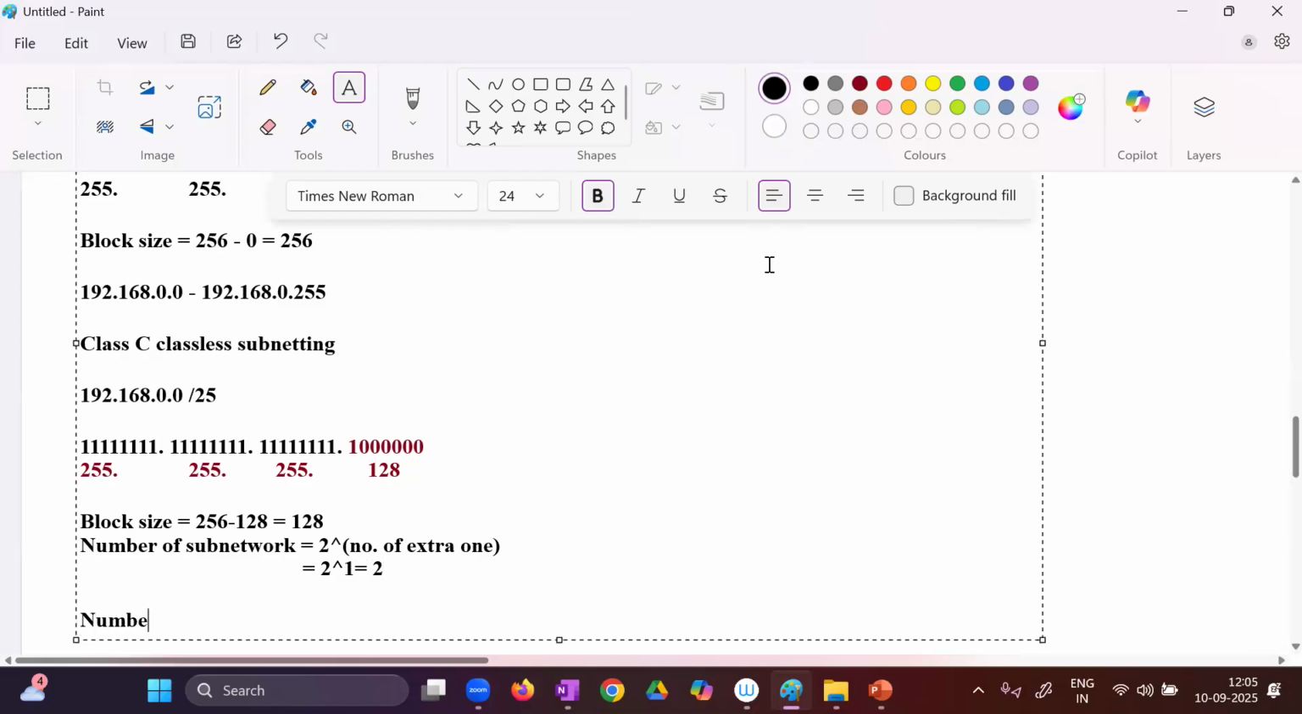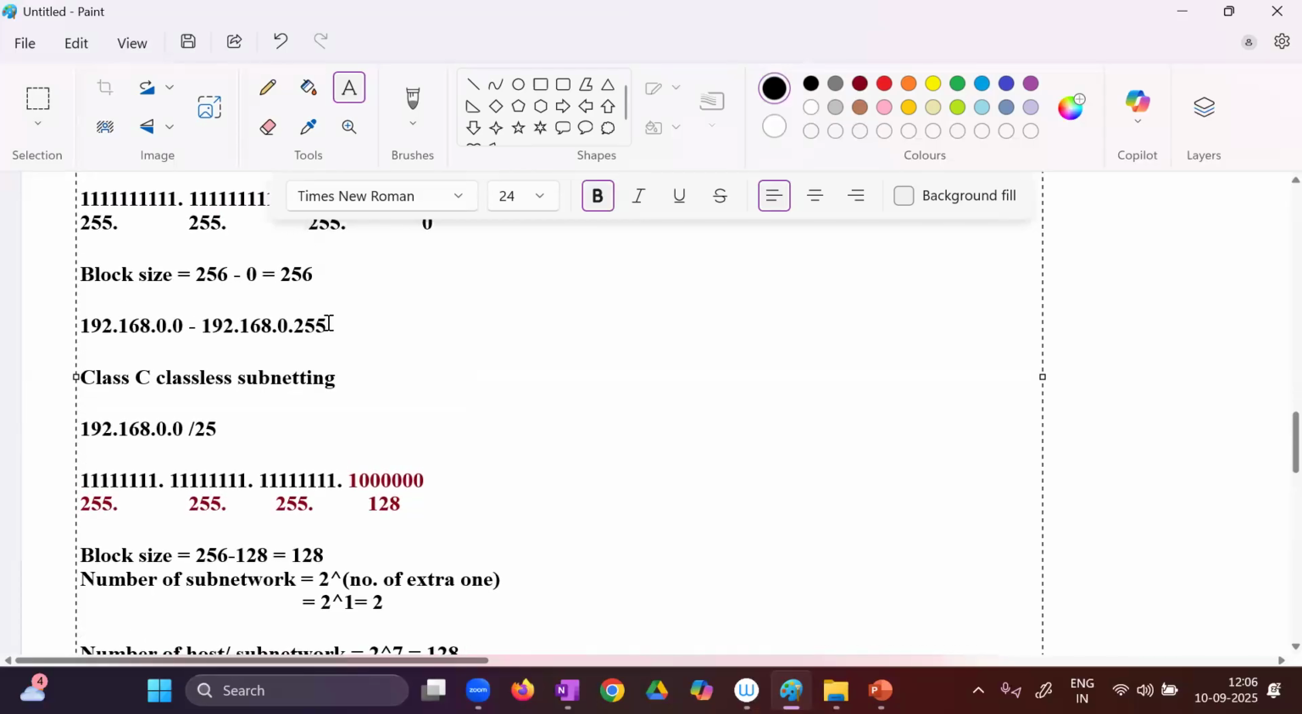Number of host per subnetwork. What are we writing? Hosts also, but in each subnetwork, how many hosts will we get? That is 2 to the power number of zeros. How many zeros? 7. What is the value? 128. Okay. But you cannot use all of them.